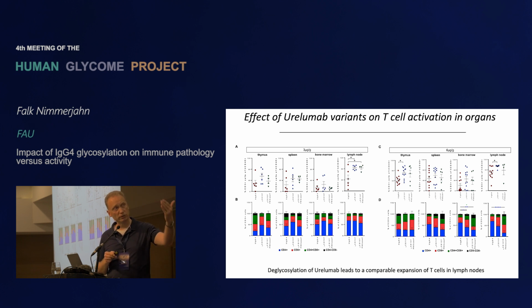And what I showed you before was in the peripheral blood. It's just a little bit slower, but in the end, this confirms it. The deglycosylated antibody does as well. And this is looking at the T cell subsets, not going to go into details here. So we see the same effects. We see an expansion of cytotoxic T cells mainly, but also of T helper cells. So the same thing, but less side effects.